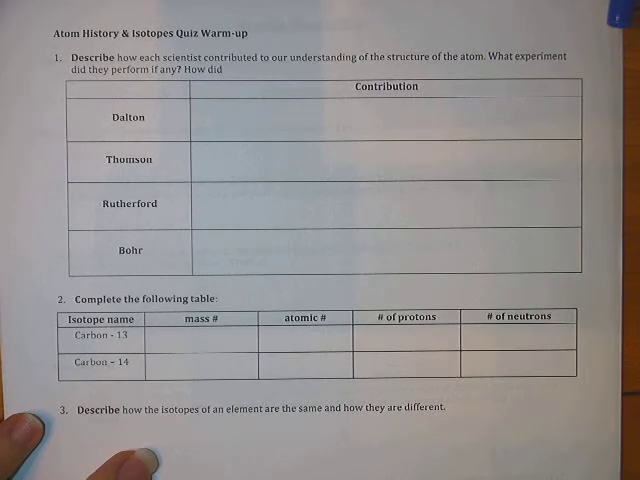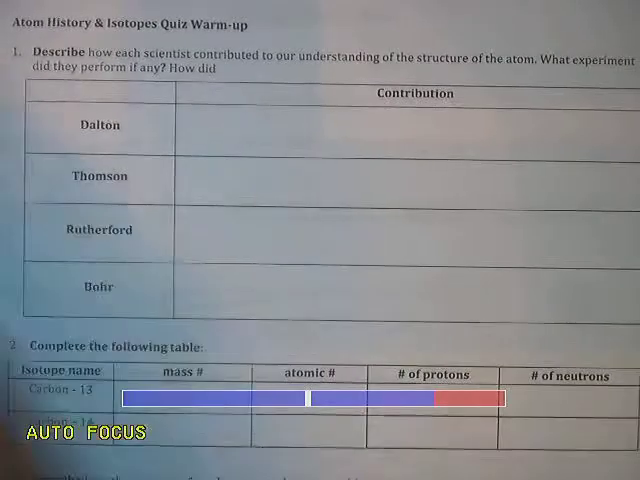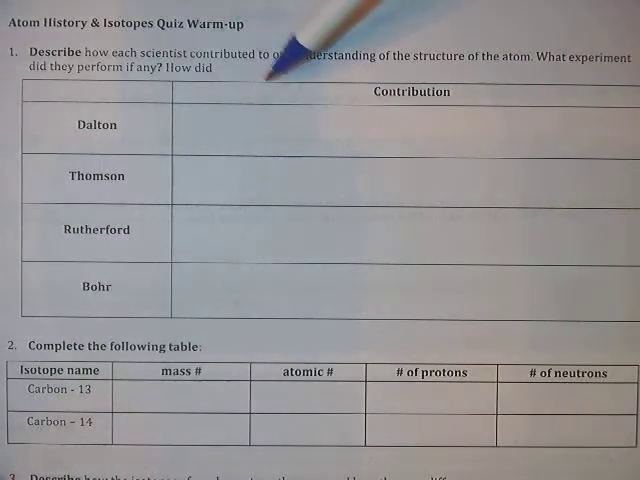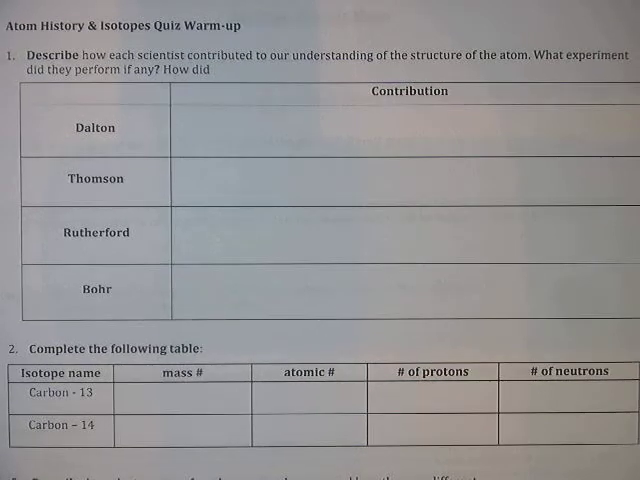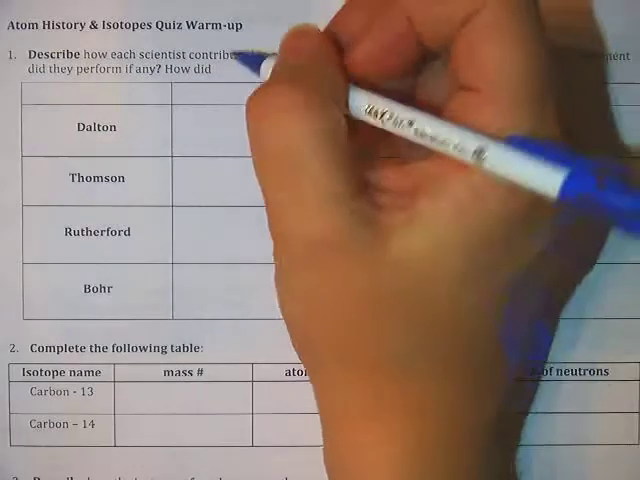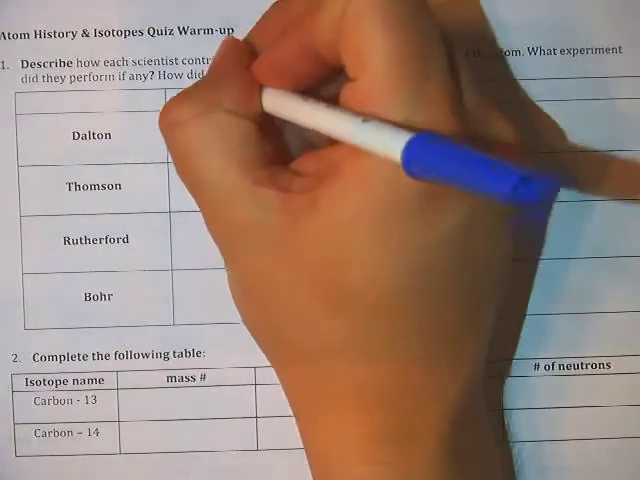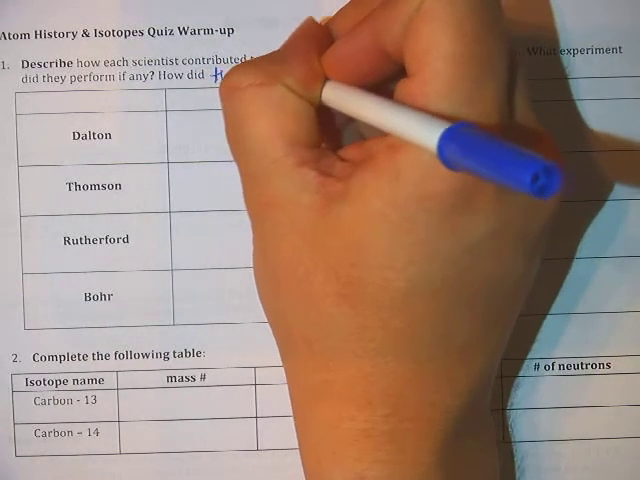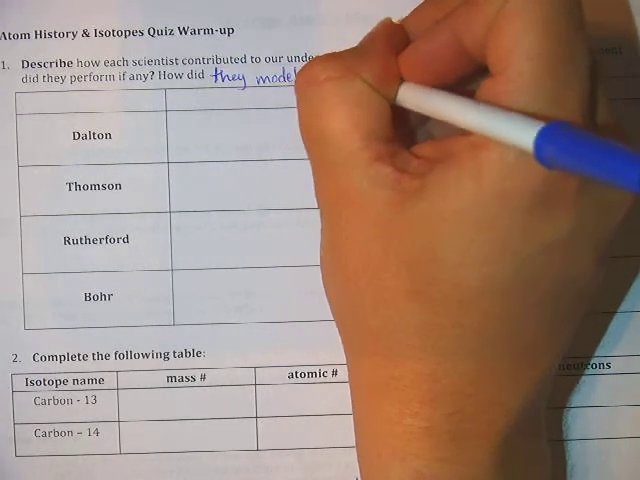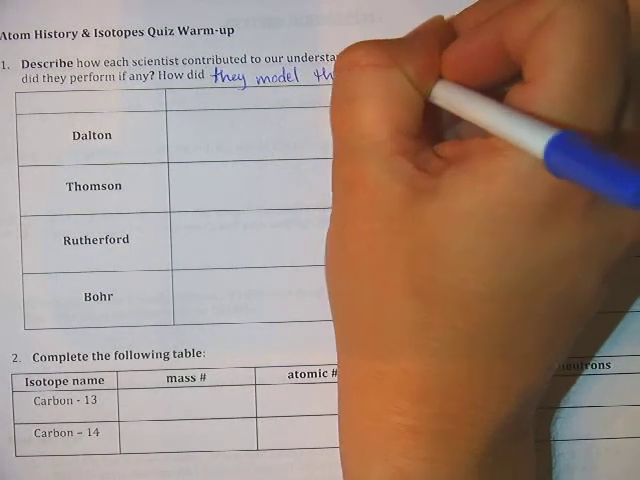All right, and at this point, if you're playing the video, it's because you have already finished the warm-up. So, let's go over it. Number 1, describe how each scientist contributed to our understanding of the structure of the atom. What experiment did they perform, if any? And then it says, how did? I think we were intending this to be like, how did they model the atom? It's fine.